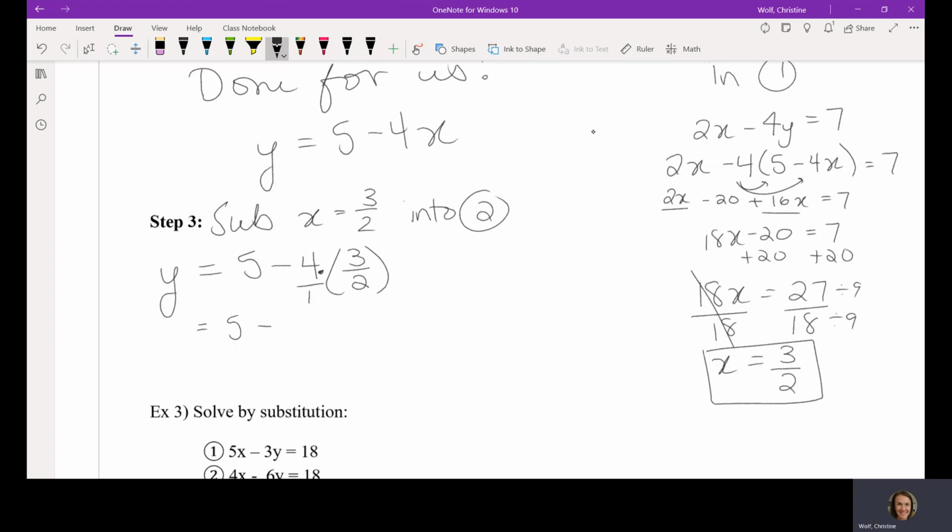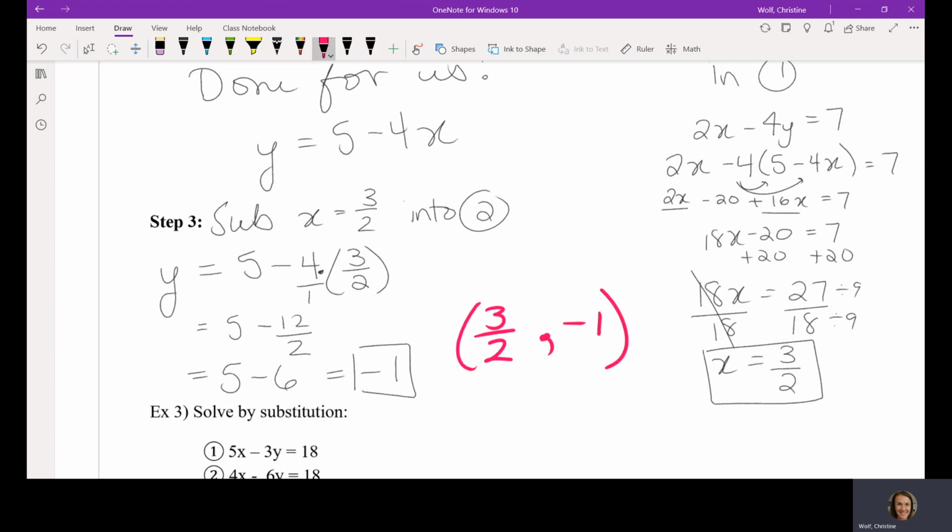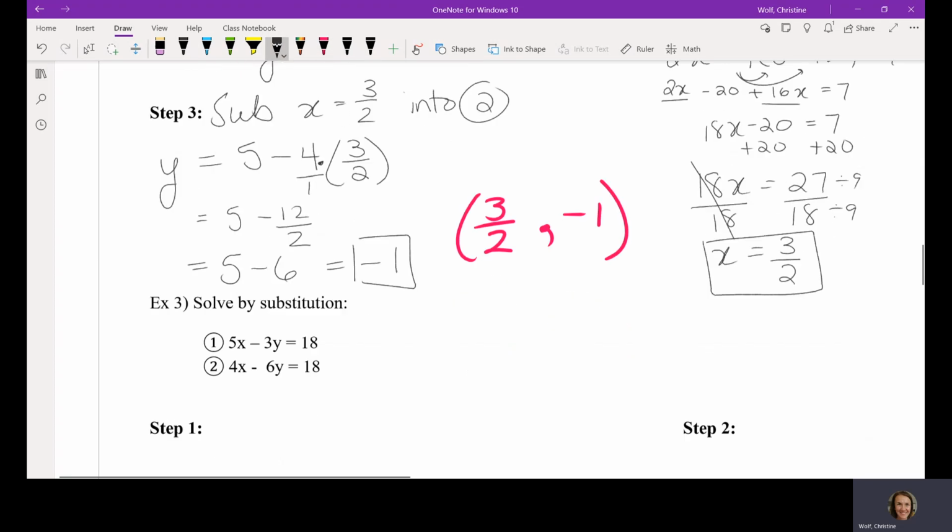So I now have 5 minus 12 over 2, right? 4 times 3 is 12, 1 times 2 is 2, which is just 6. So I actually just have 5 minus 6, and I get a y value of -1. So my solution here is that when x is 3 over 2, y is -1. And done. All right, last one.